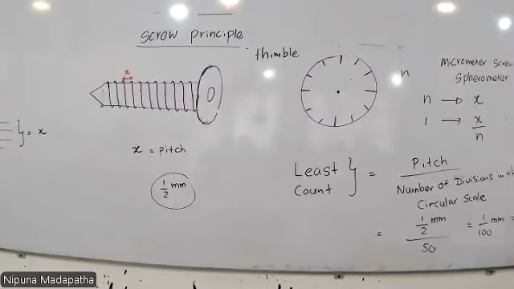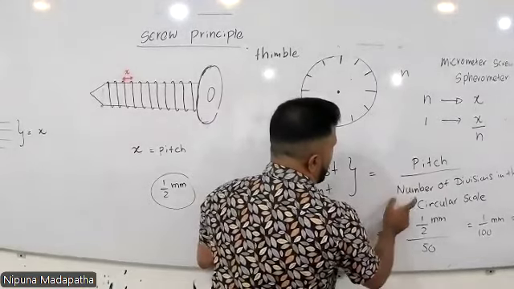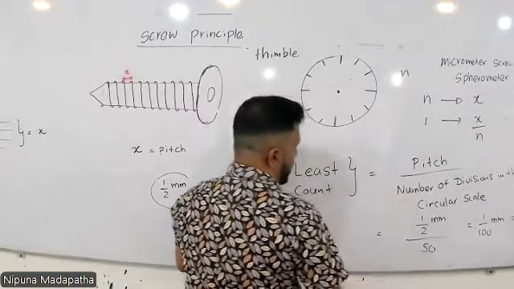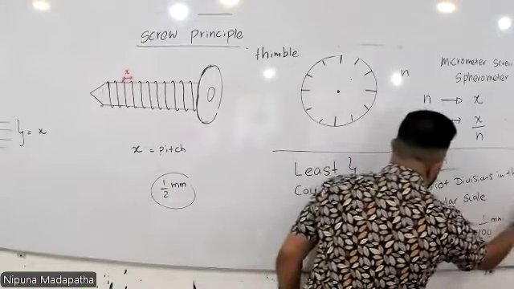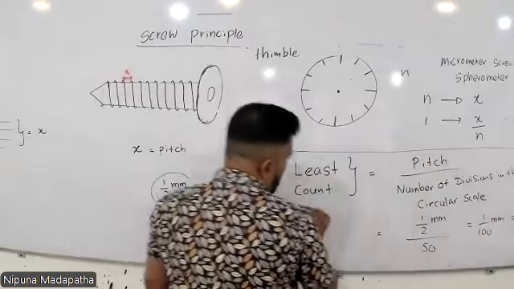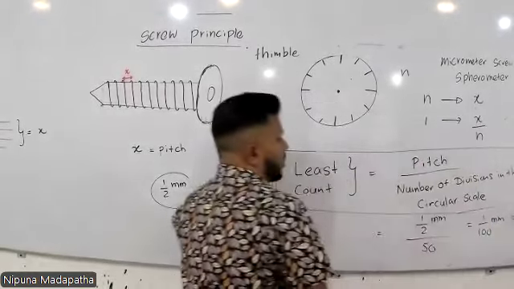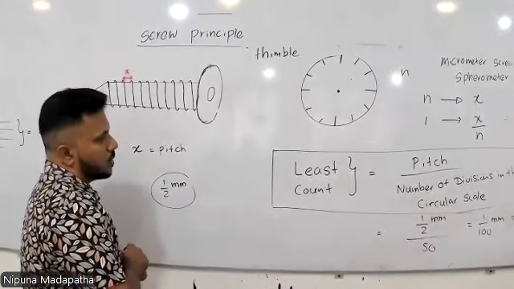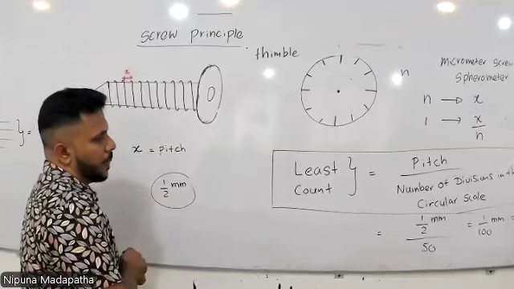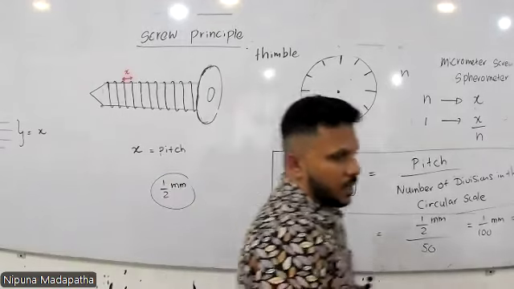Right. So write the expression for least count. Least count is pitch over number of divisions in the circular scale. Write this down. This is an expression you need to remember.